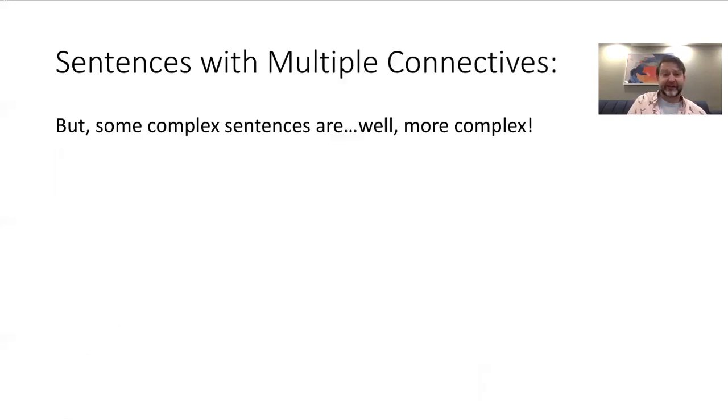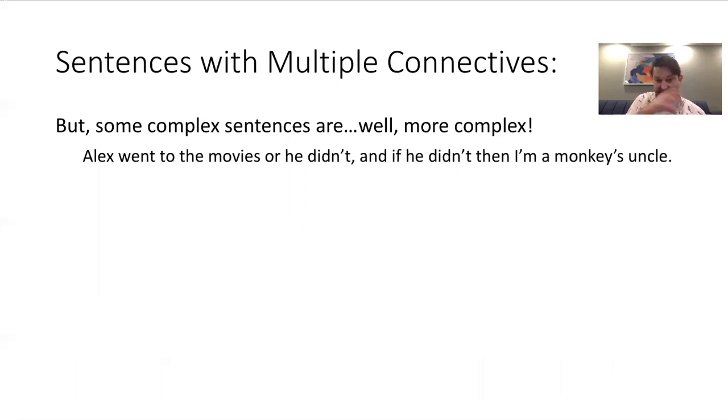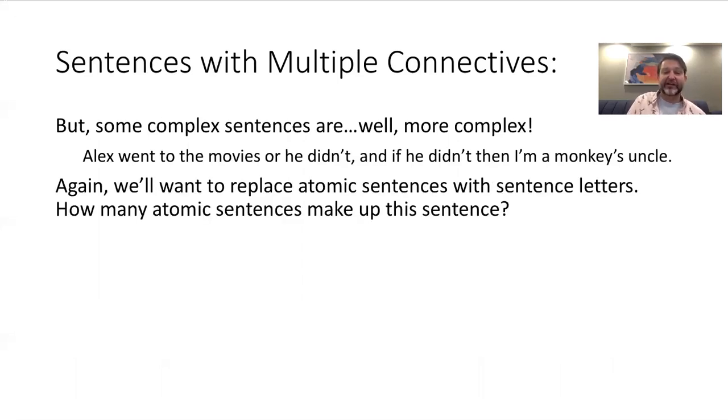All right, so let's look at sentences with multiple connectives. So we've looked at simple complex sentences, sentences that have only one connective, but some complex sentences are more complex. So consider this one. Alex went to the movies, or he didn't. And if he didn't, then I'm a monkey's uncle. So this sentence is more complex in each of two ways. It involves more connectives, and it also involves more atomic sentences.